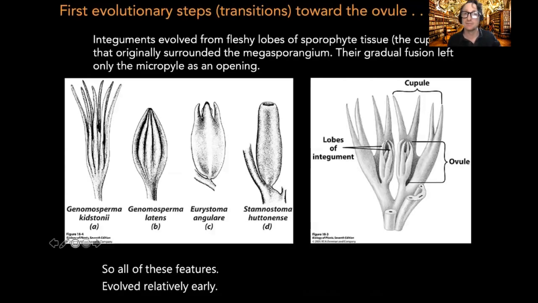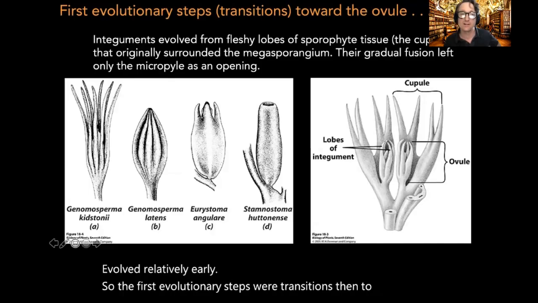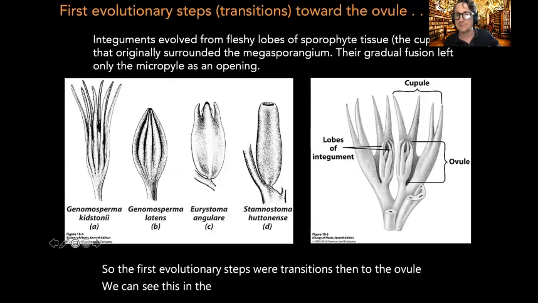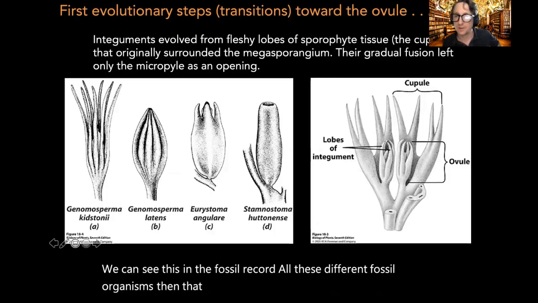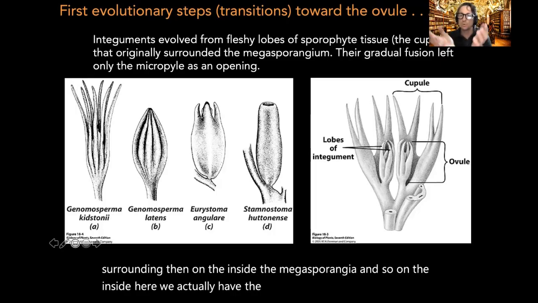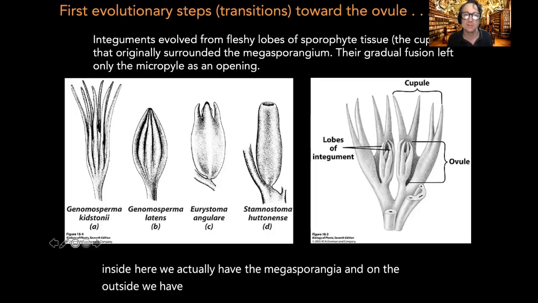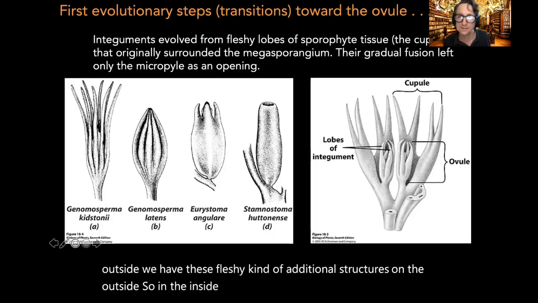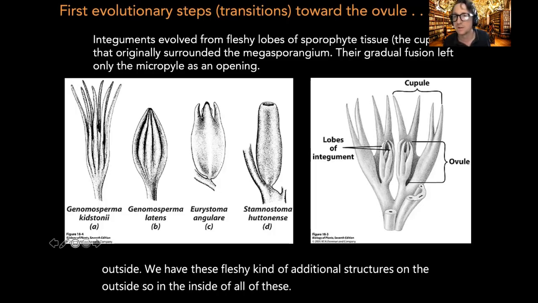So the first evolutionary steps or transitions to the ovule, we can see this in the fossil record, all these different fossil organisms that had these kind of fleshy additional structures surrounding, on the inside, the megasporangium. So on the inside here, we actually have the megasporangium, and on the outside, we have these fleshy additional structures. So on the inside of all of these, okay, we actually have the megasporangium.